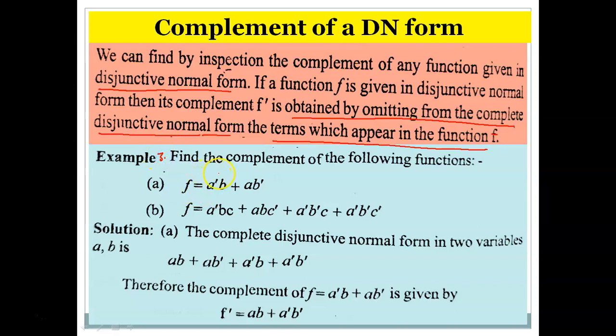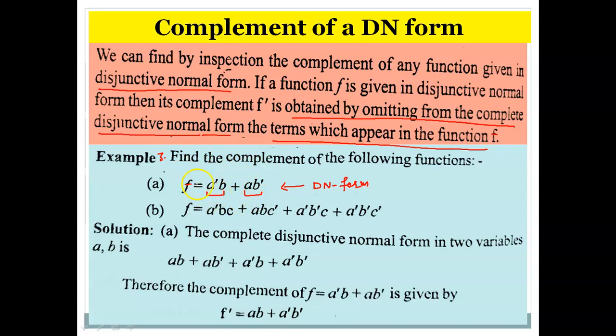Find the complement of the following functions. This is a Boolean function in two variables a and b. From here you can see that each of these is a minterm in two variables. So I can say that this is a DN form, and I want to find the complement of this f.